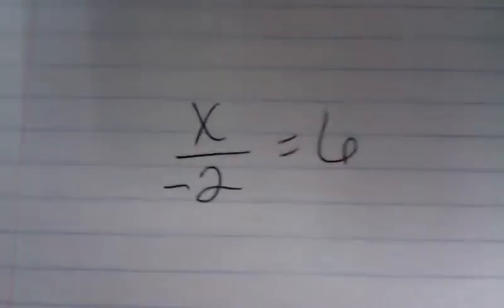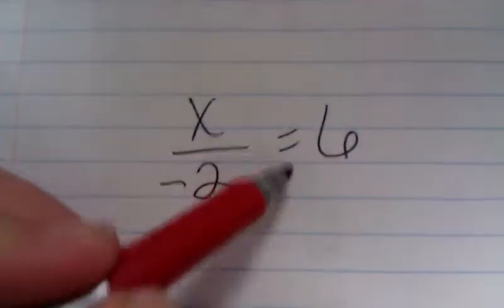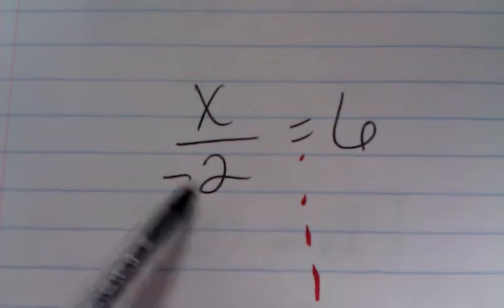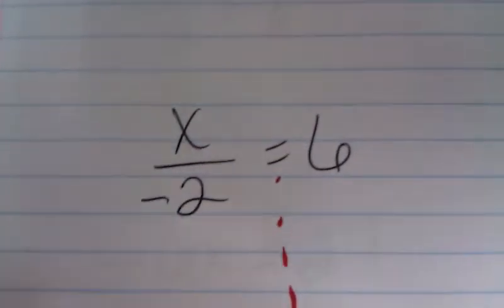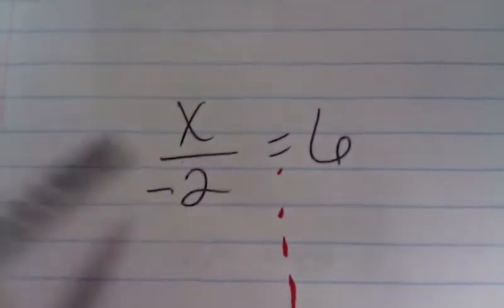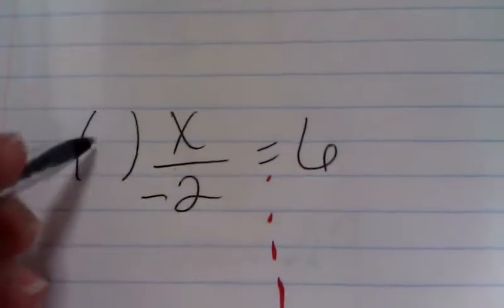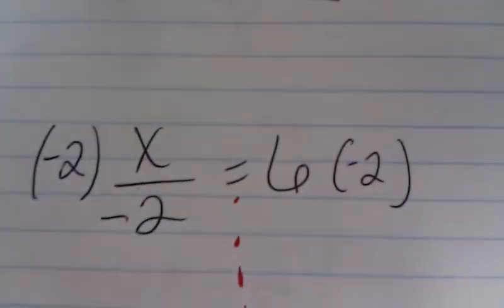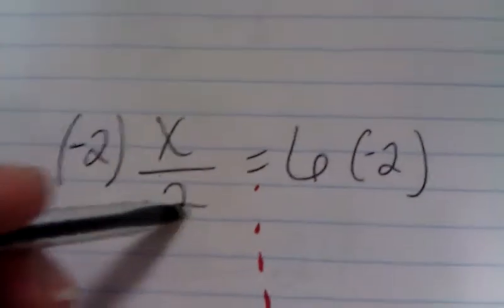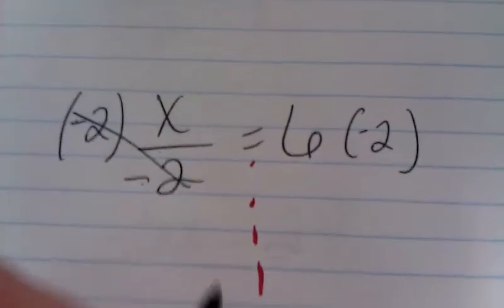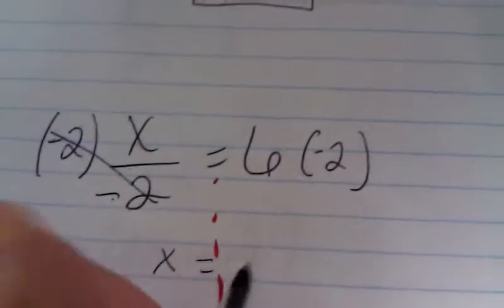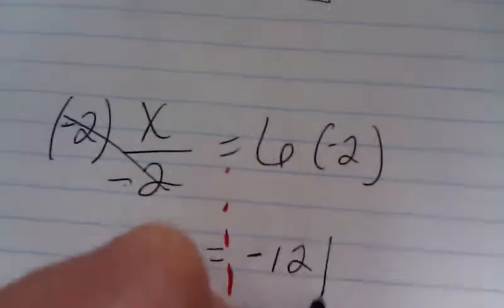So for example, on the next one, I'll draw my dotted line, and it says x divided by negative 2 equals 6. X divided by negative 2. The opposite of divide is to multiply, so I will multiply both sides by the exact number, by negative 2. Well, negative divided by negative. These right here cross out, and I get x equals 6 times negative 2 is negative 12.